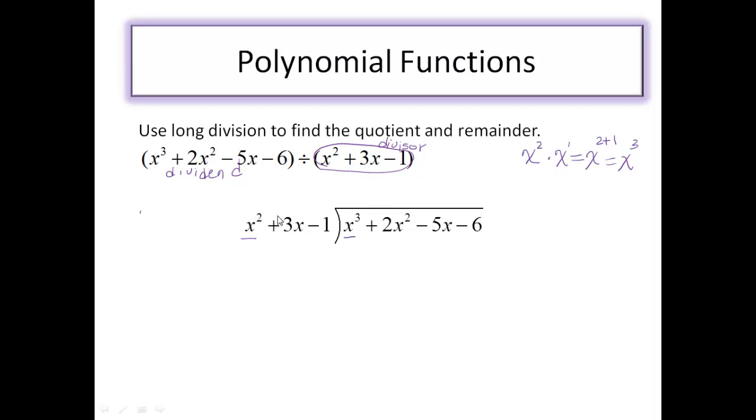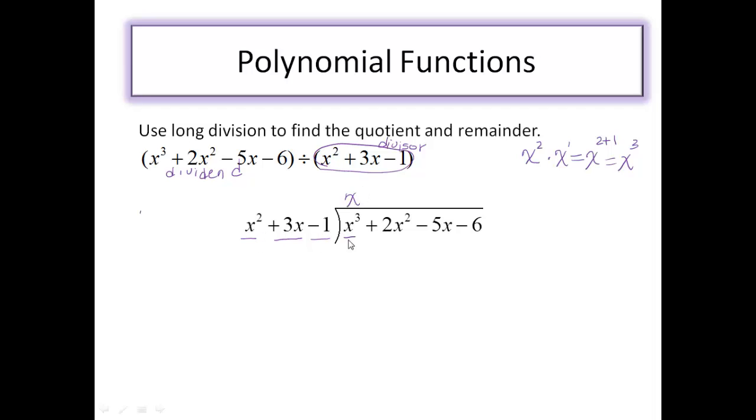So when we talk about multiplying x squared times something to make it x cubed, well, that has to be x, because if I multiply x times x squared, I will get x cubed because I add the exponents. So once you place this x here, you're going to multiply that x by this term, by this one, and by this one, by all three terms in your divisor. So let's do the first term.